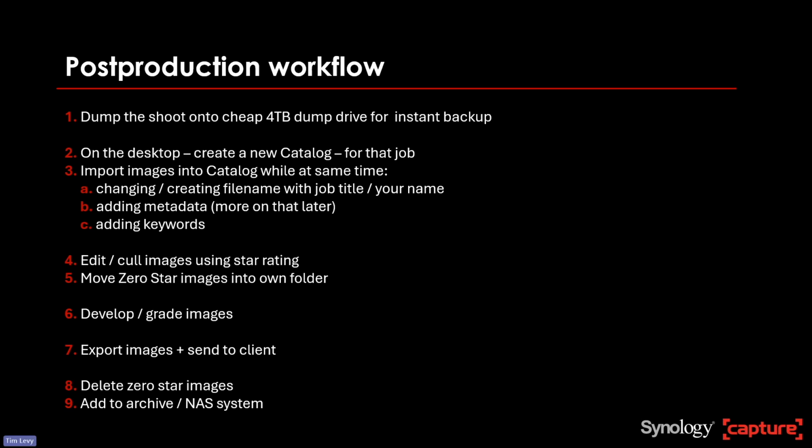I change the file name and the job title with my name. I add that metadata, add the keywords, cull using the star rating system. Then what I'll often do is I'll create another folder called 0 star, and then all the 0 stars, all the rejects from people blinking or whatever, just dump them in there. And I develop and grade, export the images and send to the client. Then usually I'll delete the 0 images.